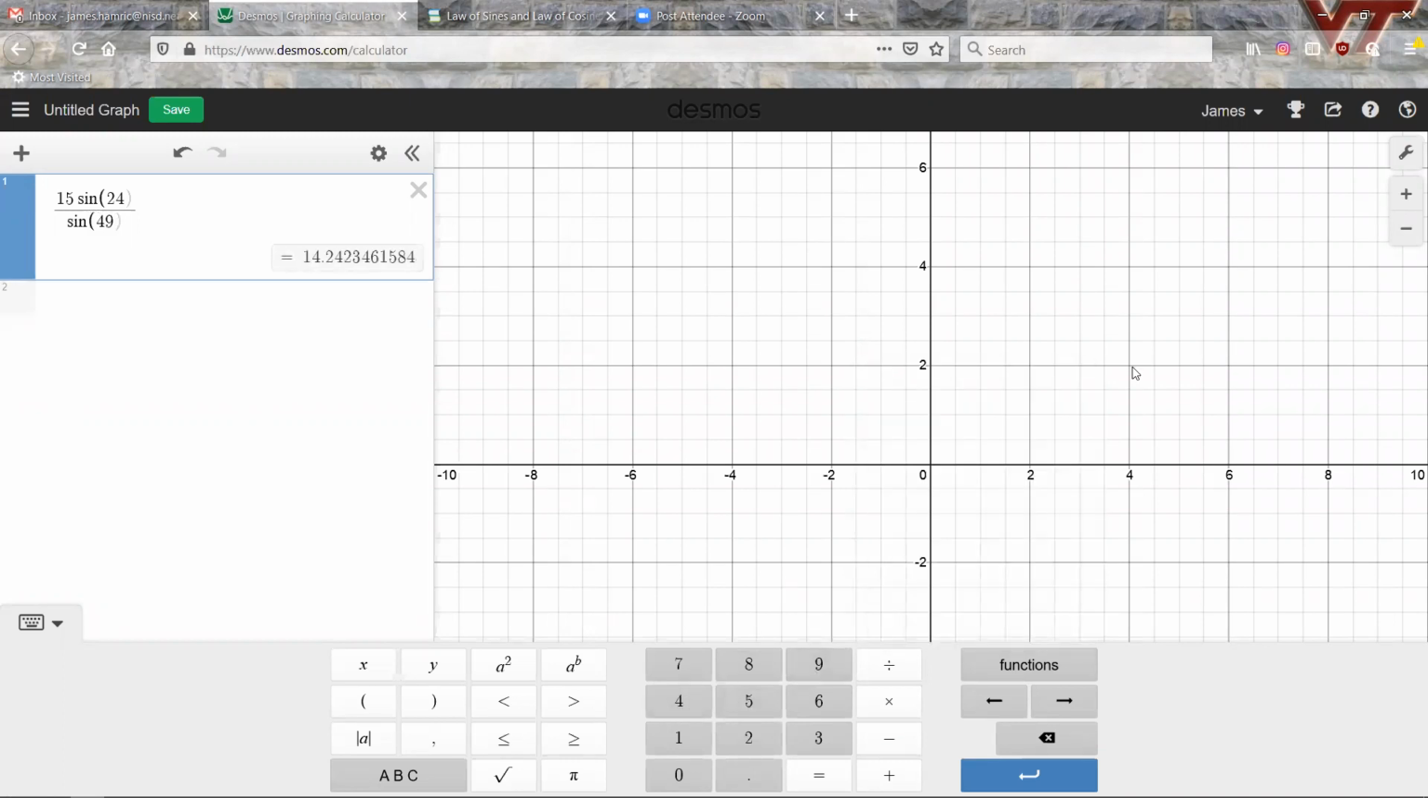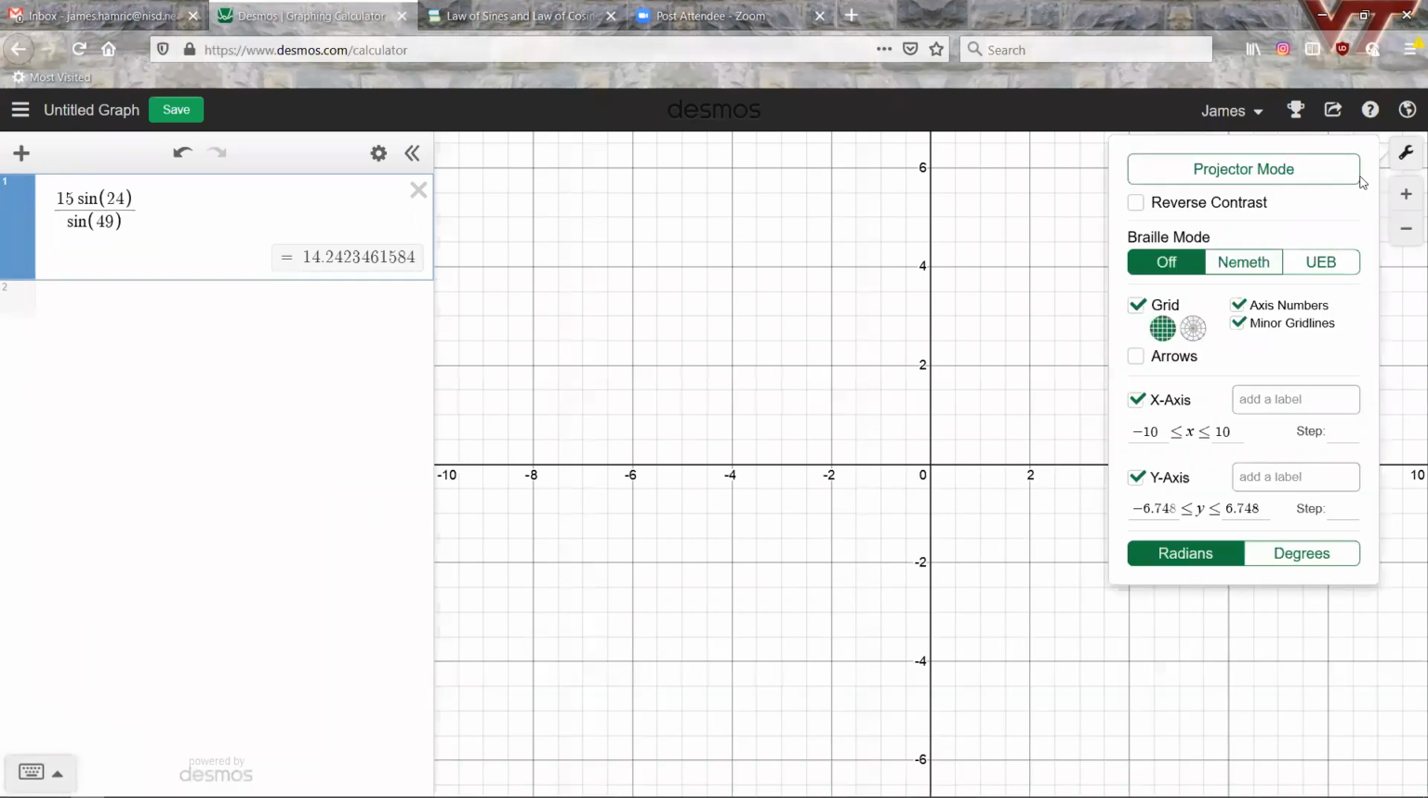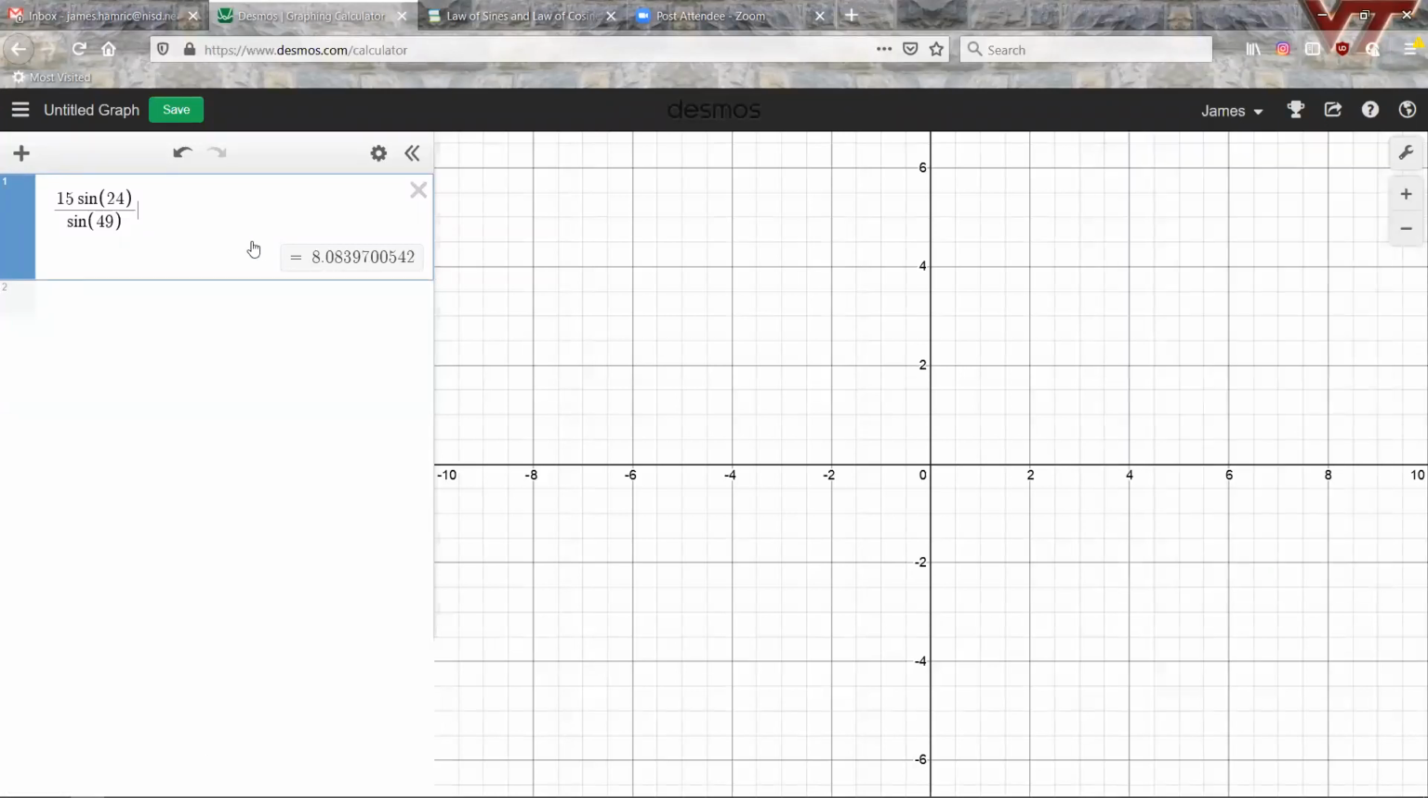The one thing you want to make sure of is over here on the wrench. Notice here I'm in radians. I don't want radians because my angles are in degrees. So you hit degrees and it's going to give you that answer that we have there.